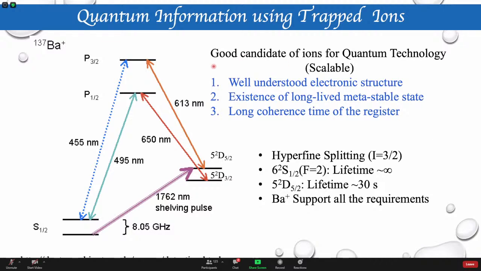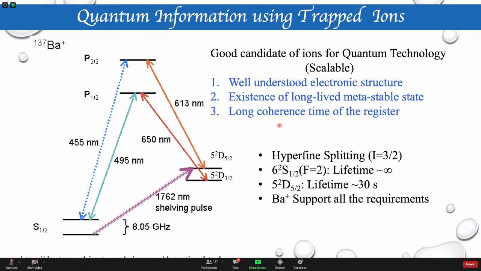The second thing is that you should understand the electronic levels of this ion or atom very accurately, so that whatever magic wavelength or parameters you are using will be used properly. Second point, in terms of the slide, you should have a very long-lived metastable state, so that we can exploit the presence of the electron in that state. We will be able to keep that atom in that particular state for a long time and exploit that.